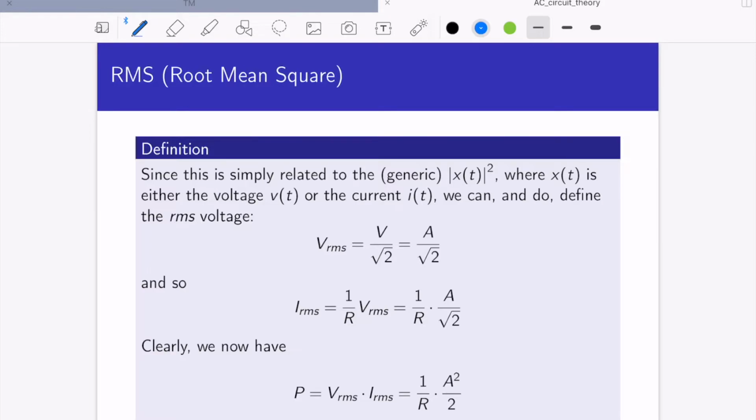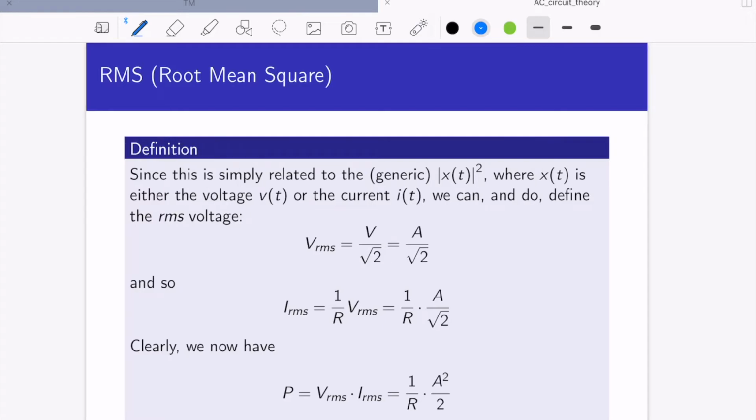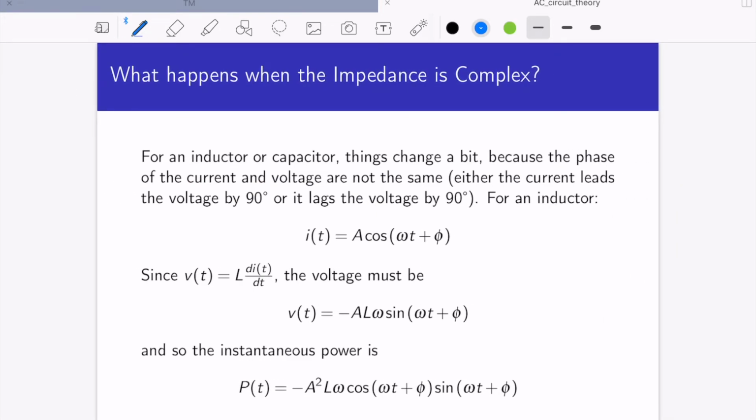Now, to get the average power, we can just say P is equal to V RMS times I RMS, which gives us 1 over R times A squared over 2. That works very well for resistance, but what happens when our impedance is complex, in the case of an inductor or capacitor?